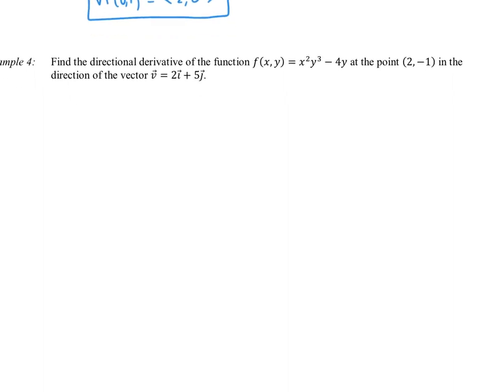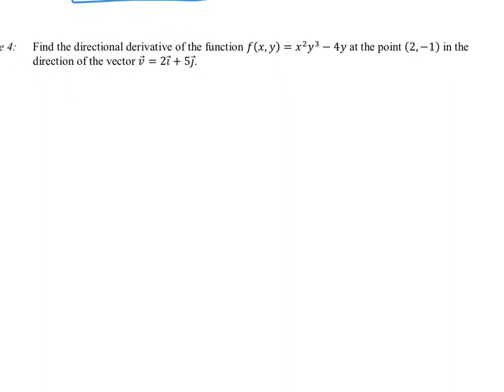Okay, let's try example 4. So we're going to find the directional derivative at the point (2, -1) in the direction of this particular vector. Keep in mind we need a unit vector. So our first step is to calculate the magnitude of v in order to make sure that this vector is going to be a unit vector. So we have 2 squared plus 5 squared, and that gives us the square root of 29. So our unit vector will be 1 over square root 29 multiplied by (2, 5).